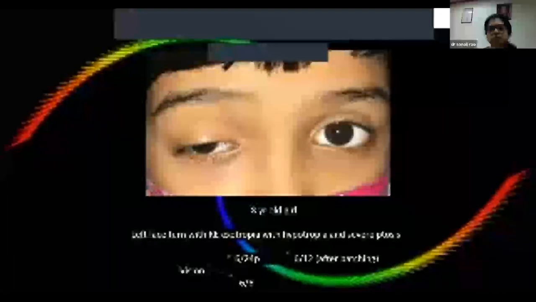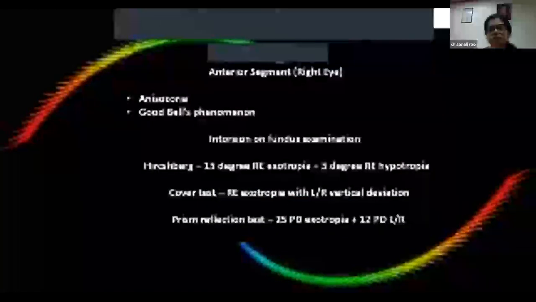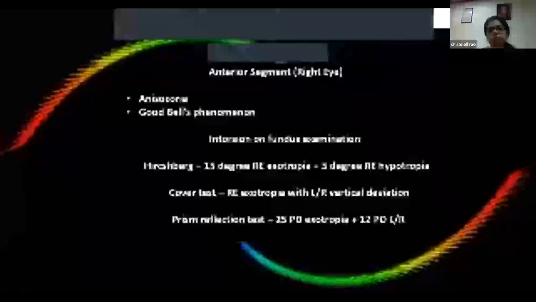In our case, an 8-year-old child presenting with right eye squinting and severe ptosis since birth, with left face turn and reduced vision in the right eye, was evaluated and found to have a vision of 6/24 in the right eye, which improved to 6/12 after left eye patching, and exotropia with hypotropia. On squint examination, a 15 degree exotropia with 5 degree hypotropia was seen in the right eye on Hirschberg.